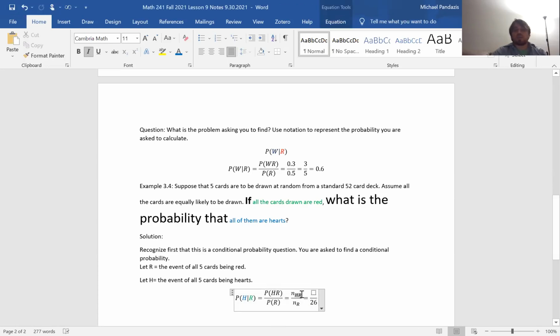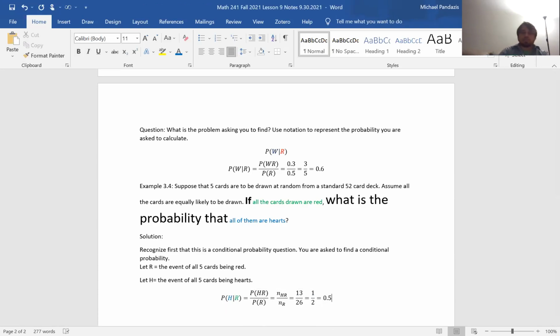The number of hearts that are red? Well, all hearts are red, right? So counting the number of cards that are both heart and red is the same as just counting the number of hearts, which is 13. There are 4 suits: hearts, clubs, diamonds, spades. Each of them has 13. And so the numerator is 13. So 13 over 26 is 1/2, and this is 0.5.